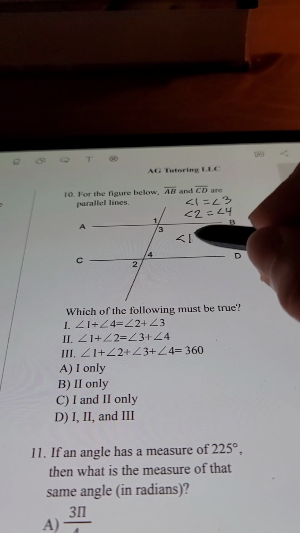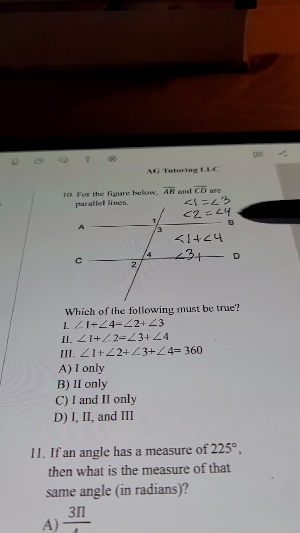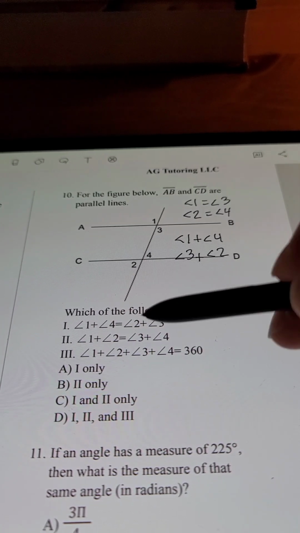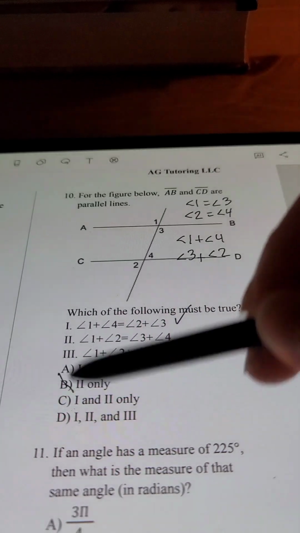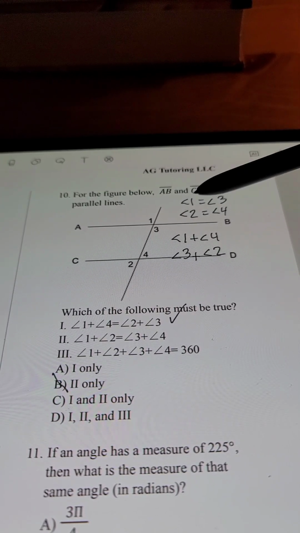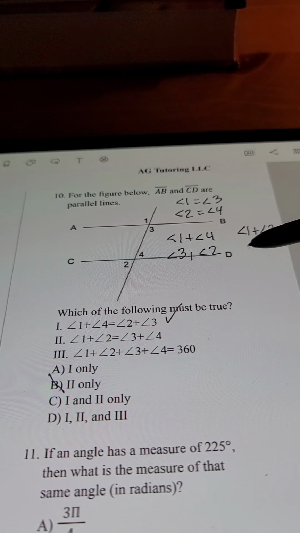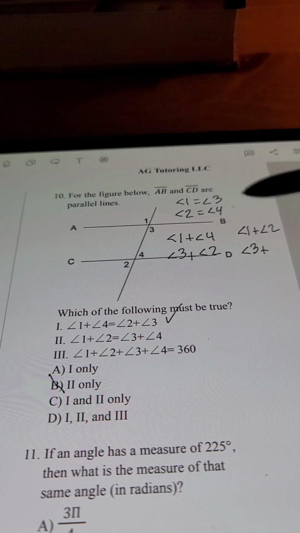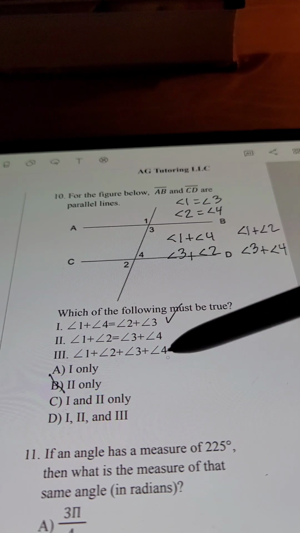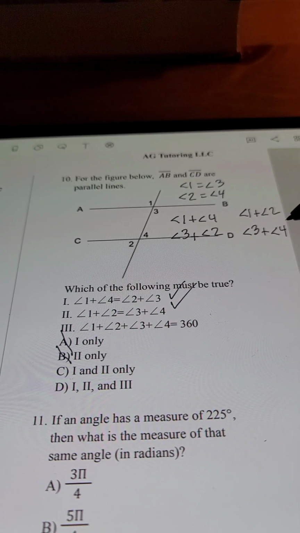Angle 1 plus angle 4, well, angle 1 is equal to angle 3, so I could replace that with angle 3. Angle 4 is equal to angle 2, so I could replace that with angle 2. So those are equal to each other. So 1 is correct. You can automatically say it definitely can't be B. Angle 1 plus angle 2 is equal to angle 3 plus angle 4. Well, angle 1 is equal to angle 3, so we could say it's angle 3 plus, and then angle 2 is equal to angle 4, so we could say angle 2 is equal to angle 4. So yes, this works as well. Now we're just left with picking between C and D. So let's see if number 3 works.